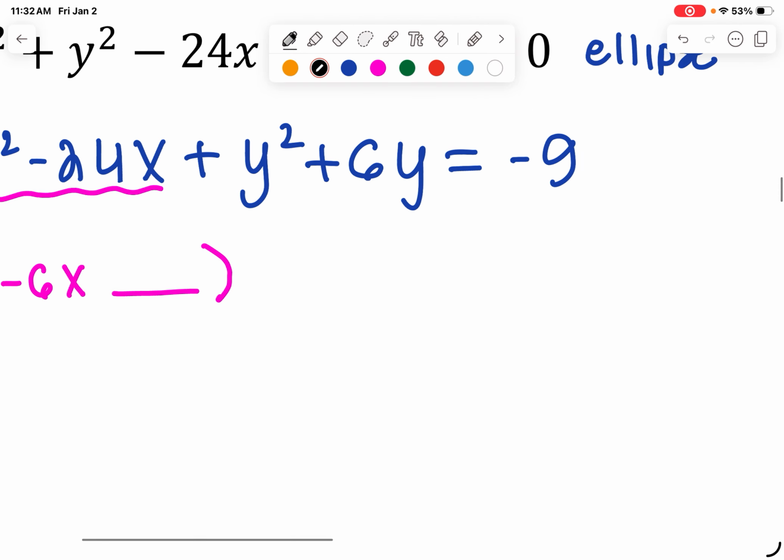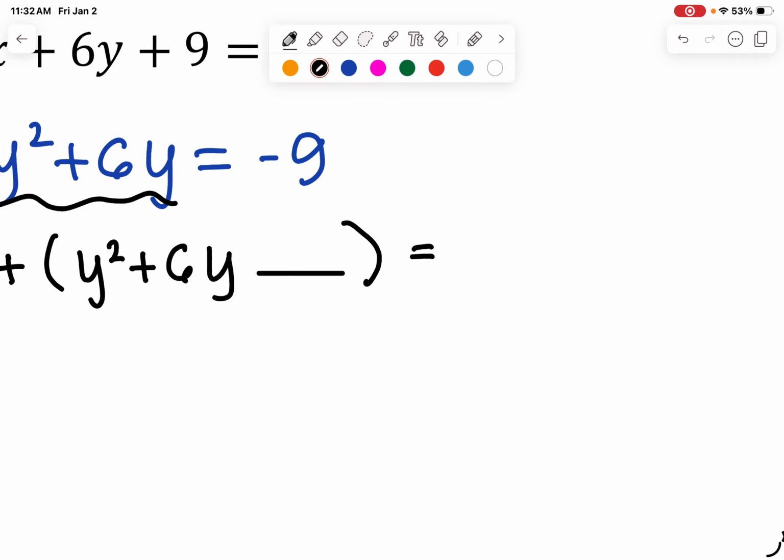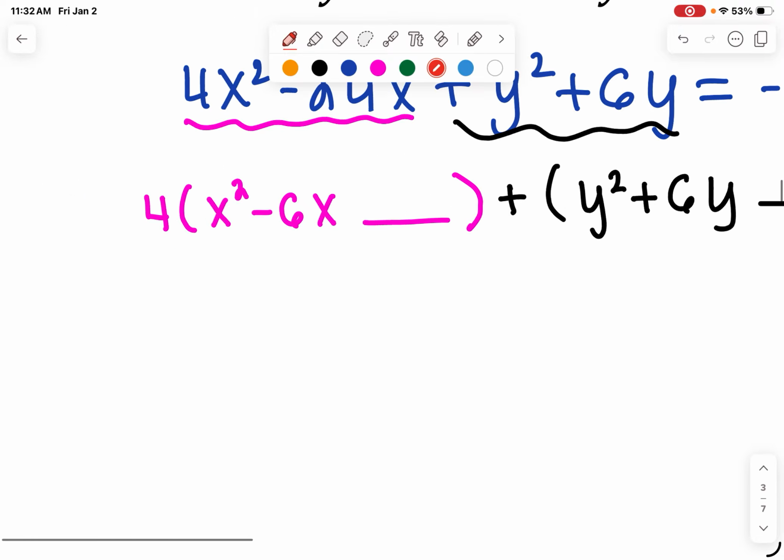Now we're going to complete the square for y. Can we complete the square for y? Yes, we can. So we are going to complete the square for y now. We don't have to factor anything out of that one. Equals negative 9. Okay, so let's go ahead and complete the square for x first.